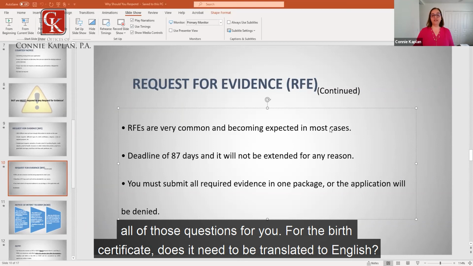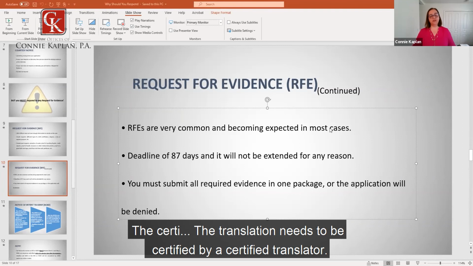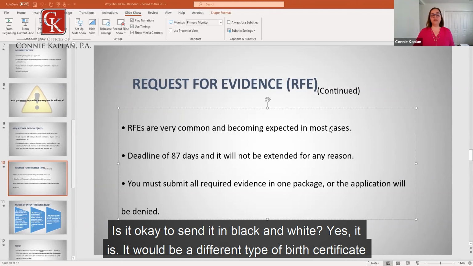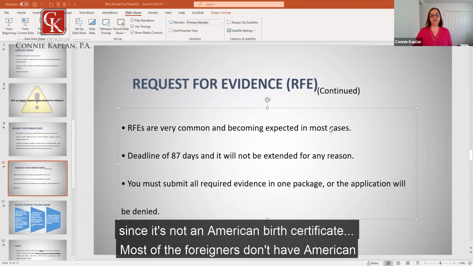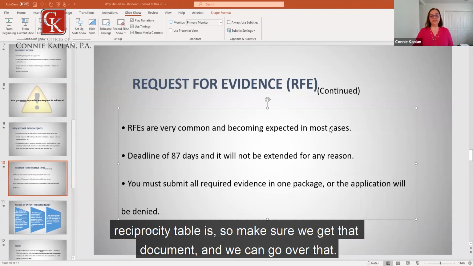For the birth certificate, does it need to be translated to English? Absolutely. Each single document that is not in English must be translated, and the translation needs to be certified by a certified translator. Is it okay to send it in black and white? Yes, it is. It would be a different type of birth certificate since it's not an American birth certificate, correct? Most foreigners don't have American birth certificates. That is absolutely correct, but we need to make sure that it matches whatever the visa reciprocity table is. So make sure we get that document and we can go over that.